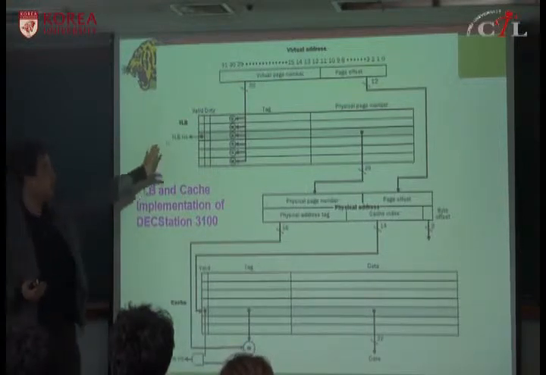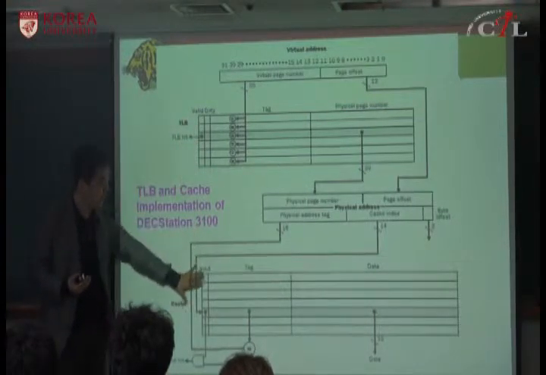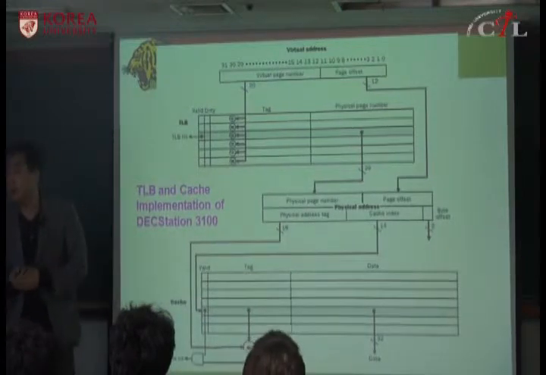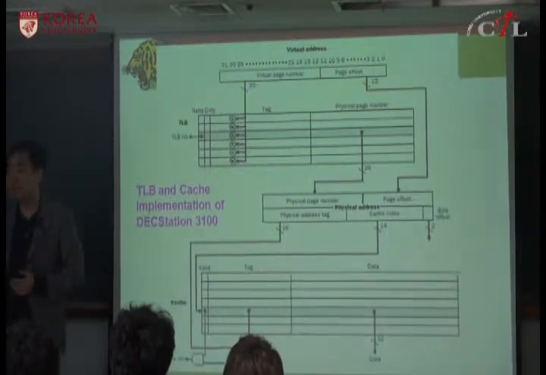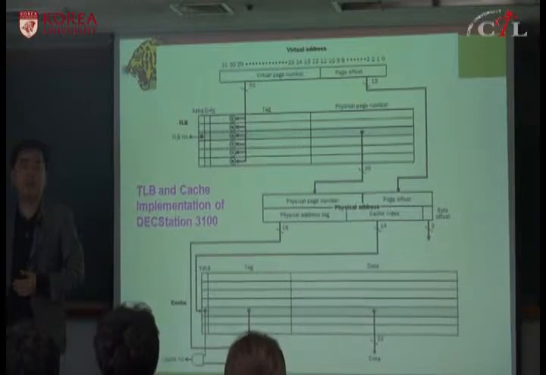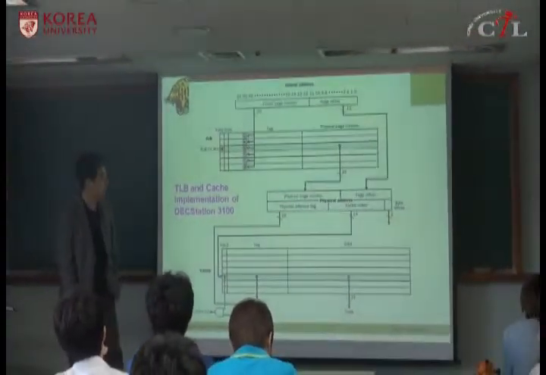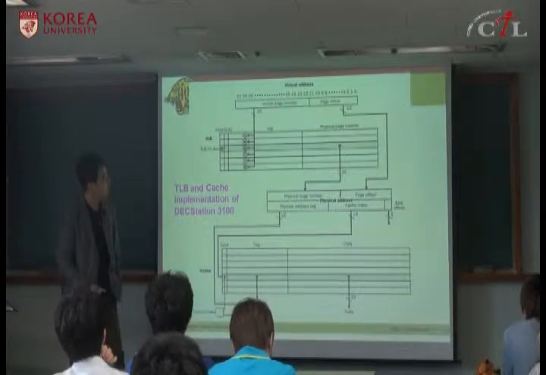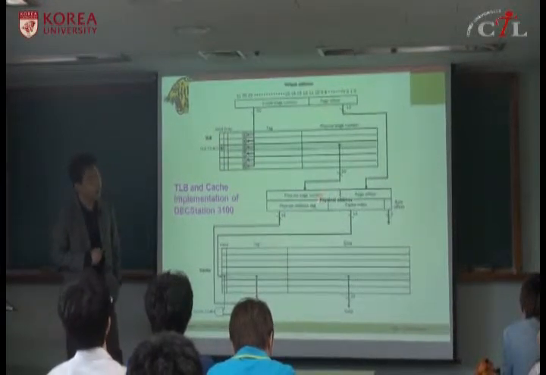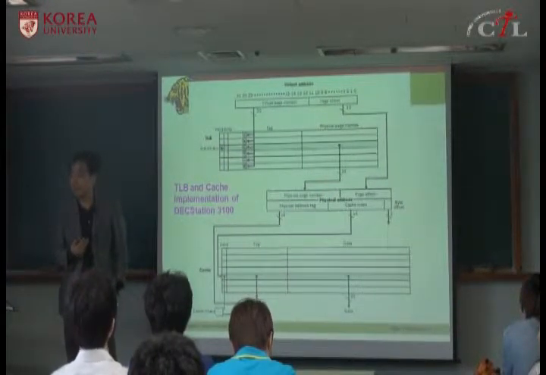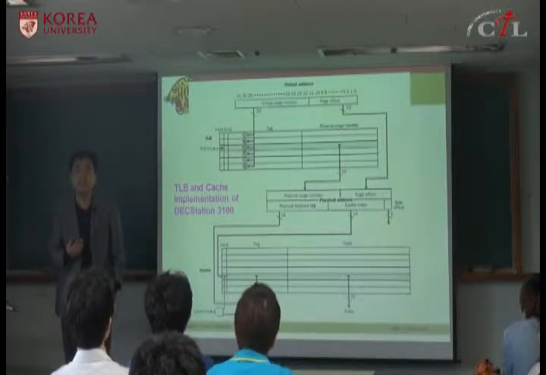And you can do it in parallel. You can access the TLB and cache in parallel somehow. Any idea? So I'll give you 5 bonus points. Can you accelerate this process? For this architecture, we cannot accelerate, but in general, we can accelerate. Can you give any idea?